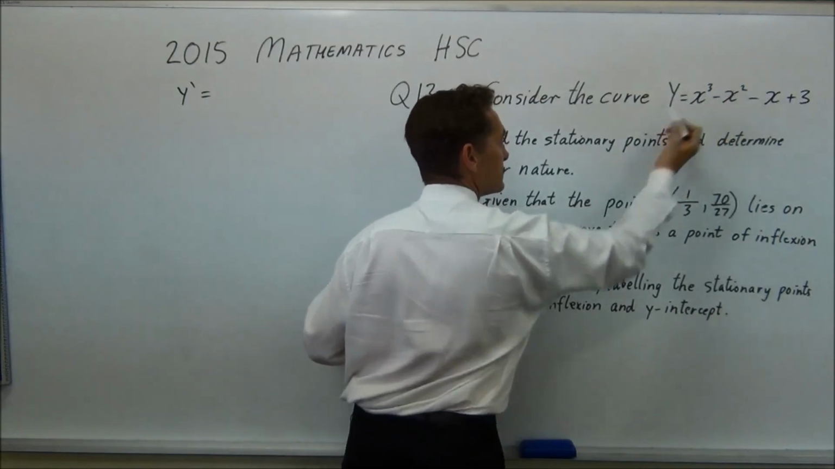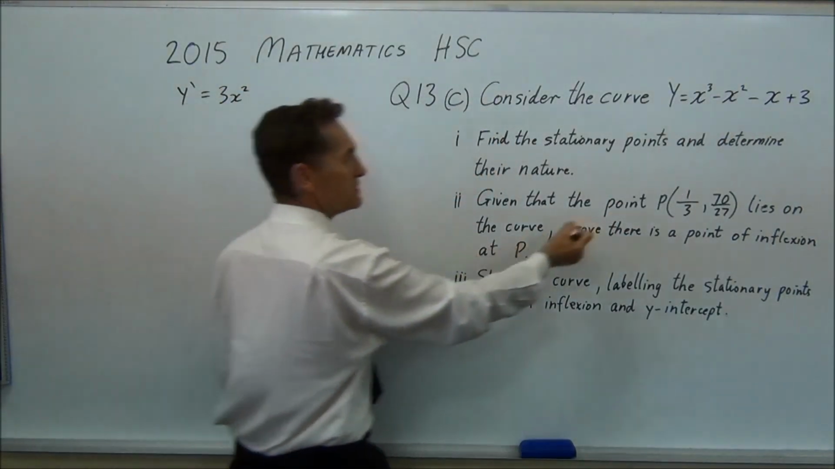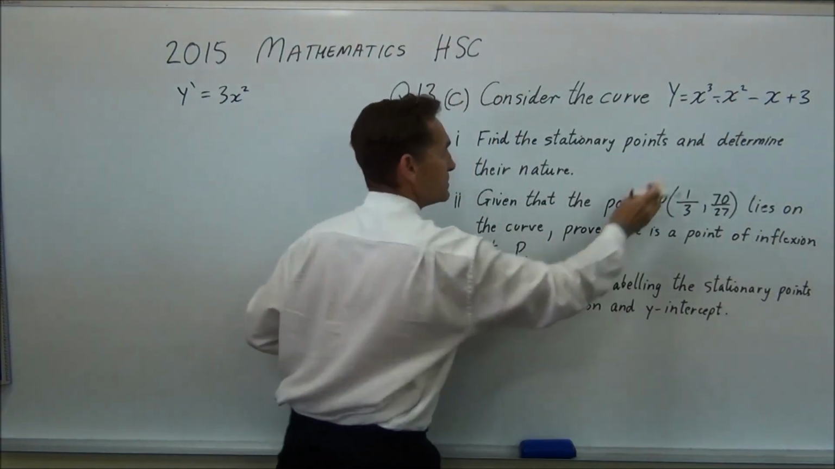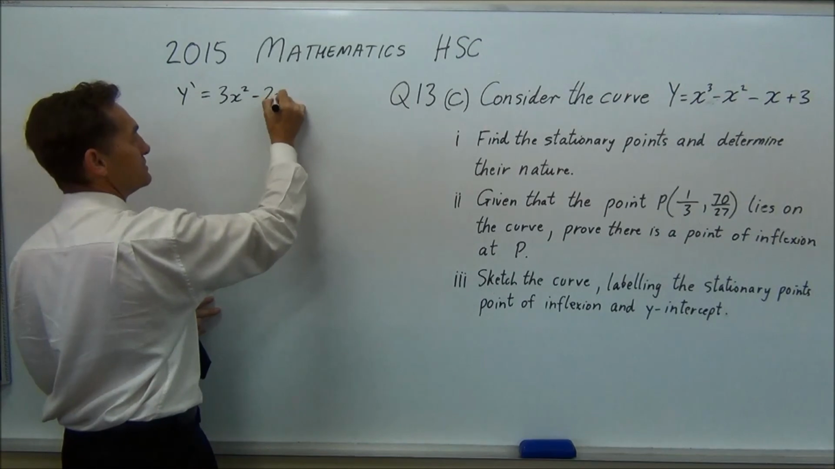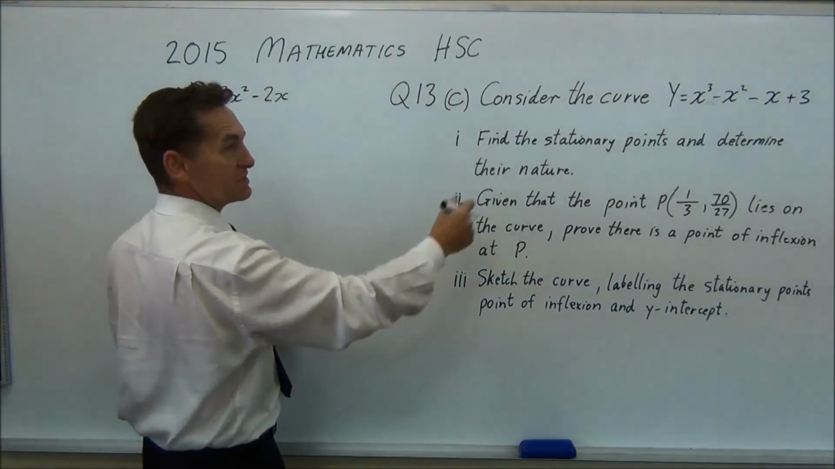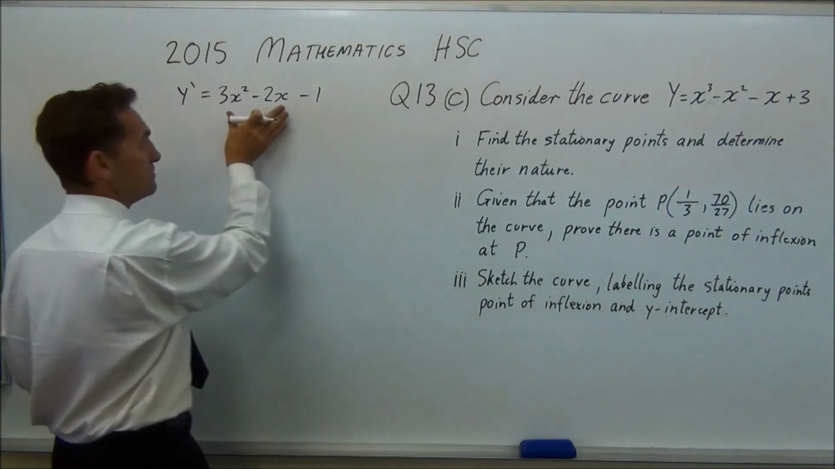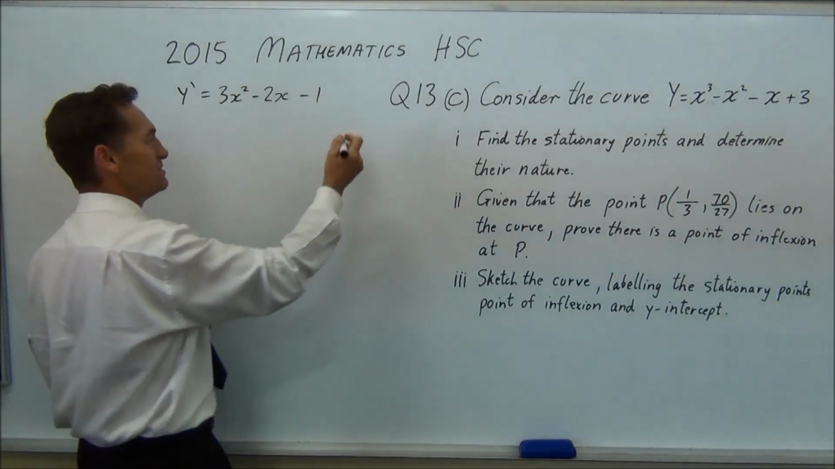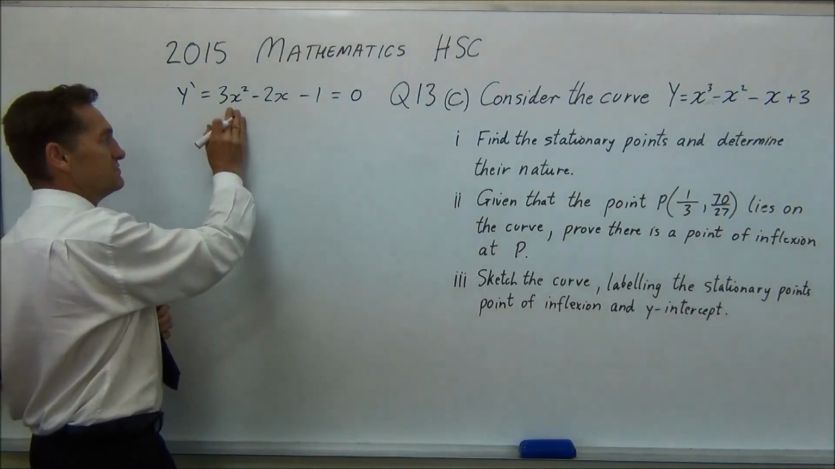The 3 goes in front, that becomes a squared, so 3x squared. The 2 goes in front, that becomes a 1. Don't add an extra dash. So minus 2x. The minus x just becomes minus 1. The 3 disappears. So you've differentiated, now put it equal to 0, and we solve that.